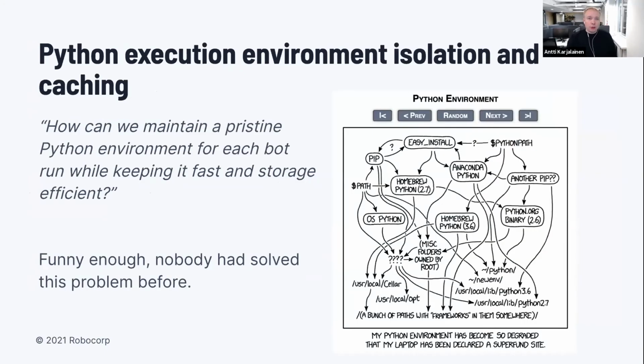So Python execution environment isolation and caching is really a topic that we know a bit too much about at Robocorp already. So we wanted to know, how do we actually maintain a pristine Python environment for each bot that's going to run on a target system somewhere outside of our control, while keeping it fast and storage efficient. And this is something that hasn't been solved before. We tried to look for many solutions, but couldn't find one that would fit our needs.